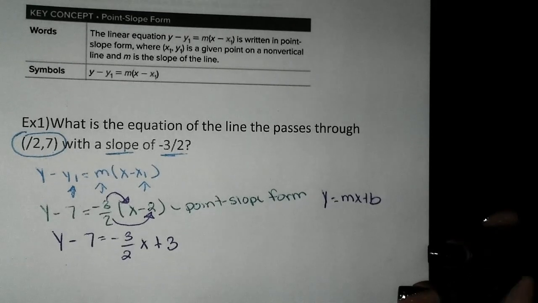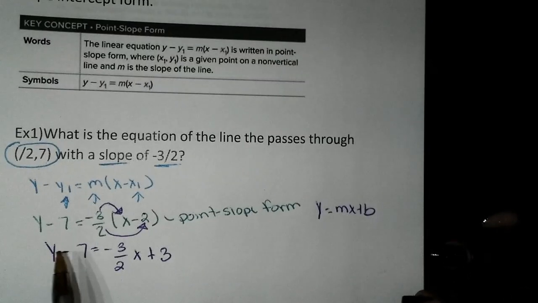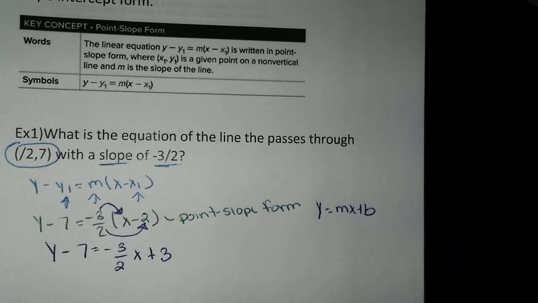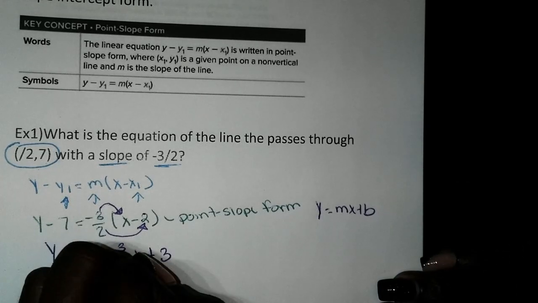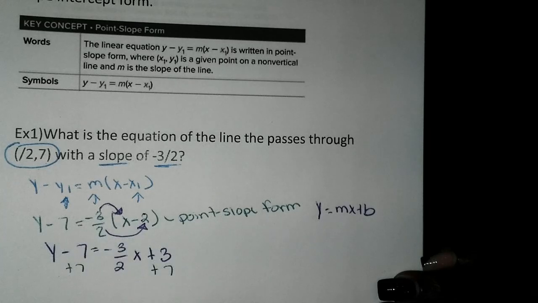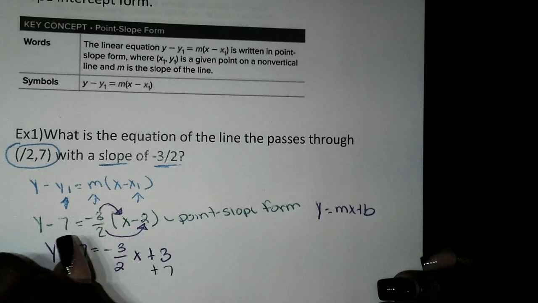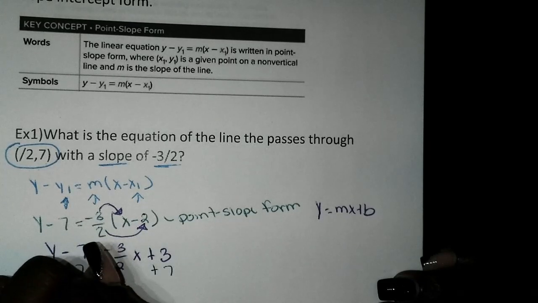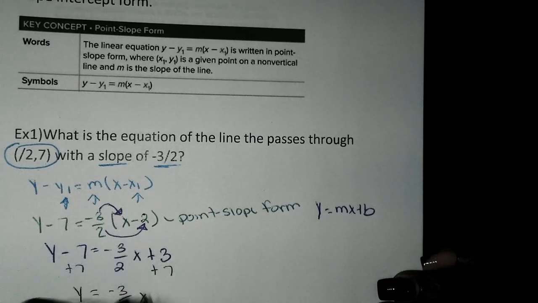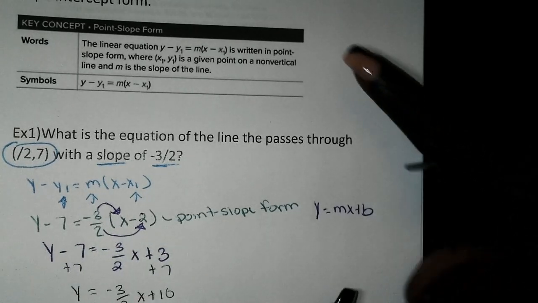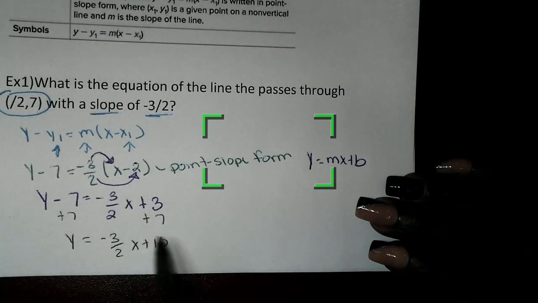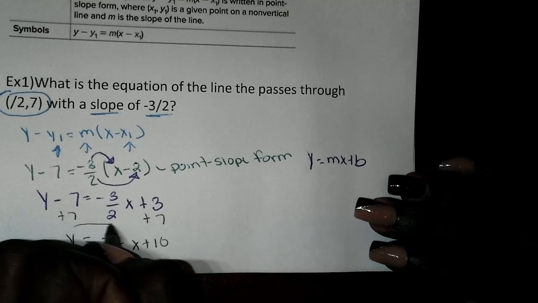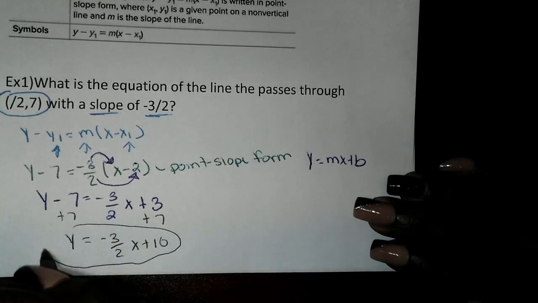Now we are almost there, and the only thing I need to do now is move my -7. So that becomes +7, because we do the opposite. y equals -3/2 x plus 10. So now I'm going to move this up. In y-intercept form, this is our new equation.